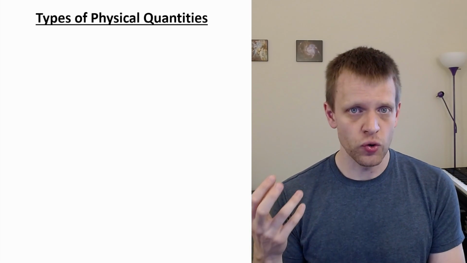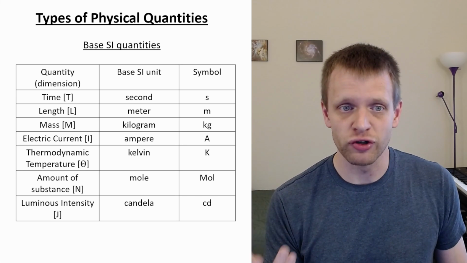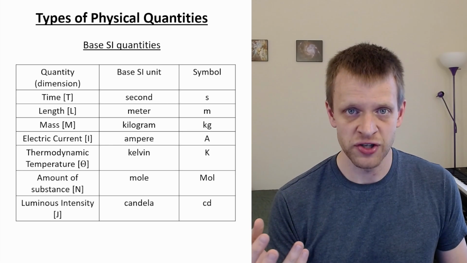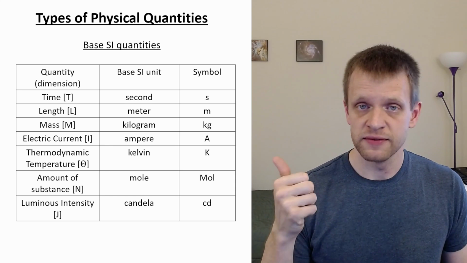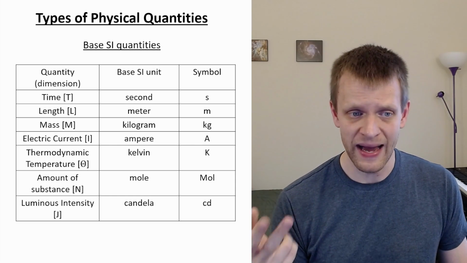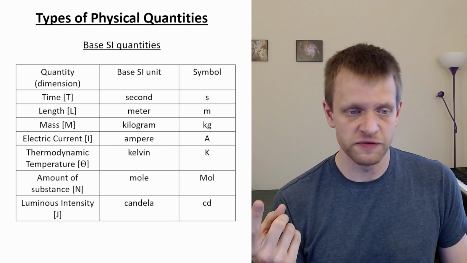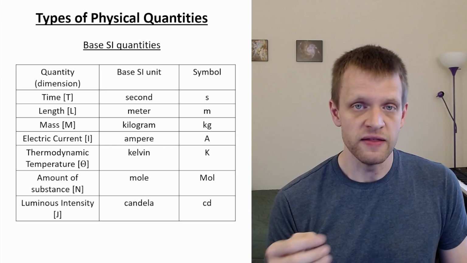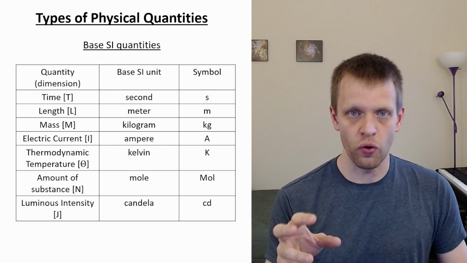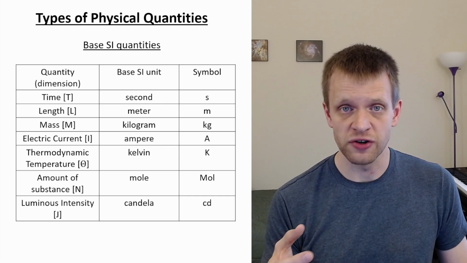Okay. So let's start by looking at just the base metric quantities, the base SI quantities that are used in the metric system. So these are things like time, length, mass, electric current, thermodynamic temperature, the amount of substance, and the luminous intensity of an object. These are the 7 base quantities that, for the metric system, all other quantities are based on.